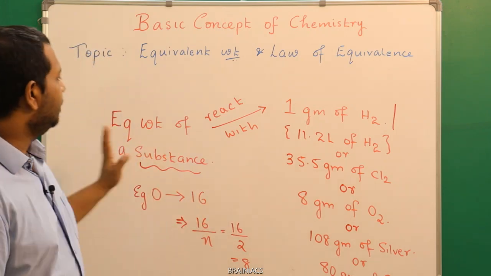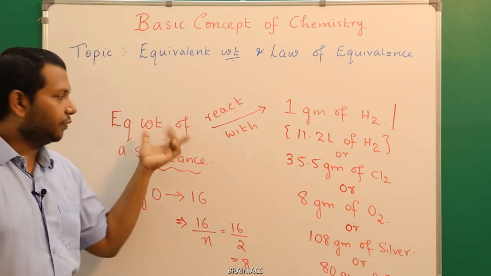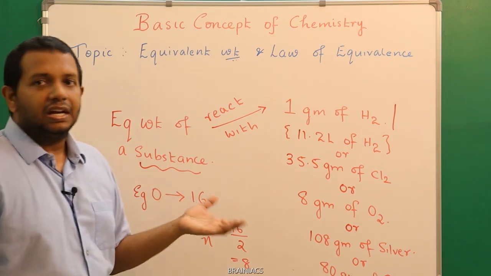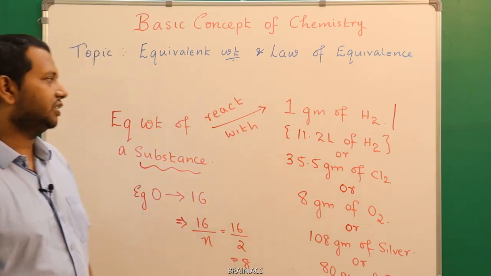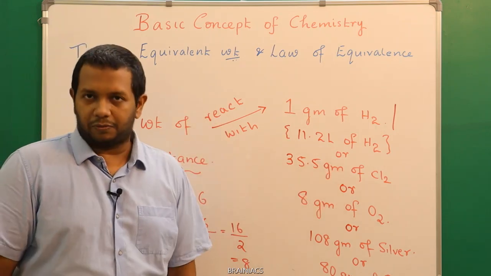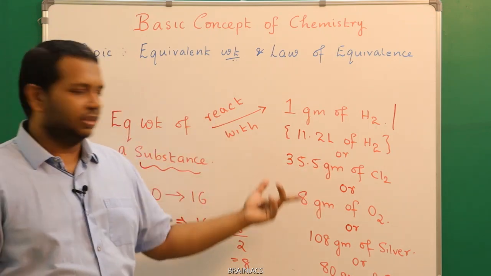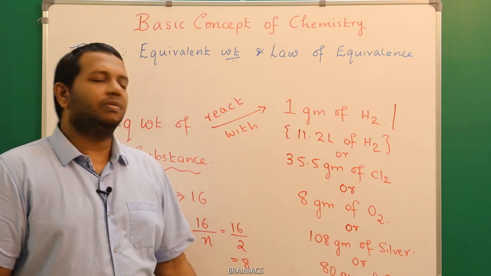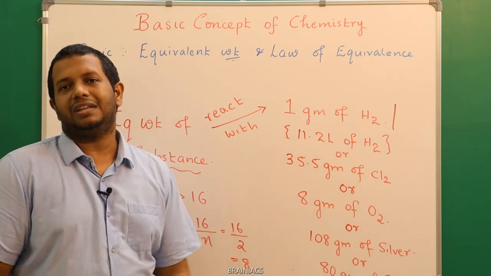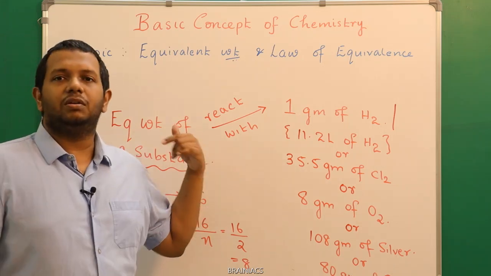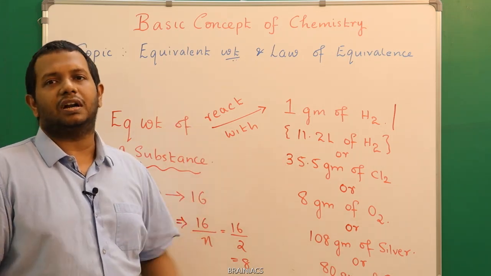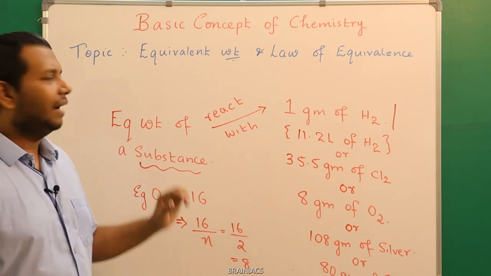Understood? So very easy. To find the equivalent weight of a substance, we will check how many grams of this substance will react with either 1 gram of hydrogen, or 35.5 gram of chlorine, or 8 gram of oxygen, or 108 gram of silver, or 80 gram of bromine. Easiest way. Understood?